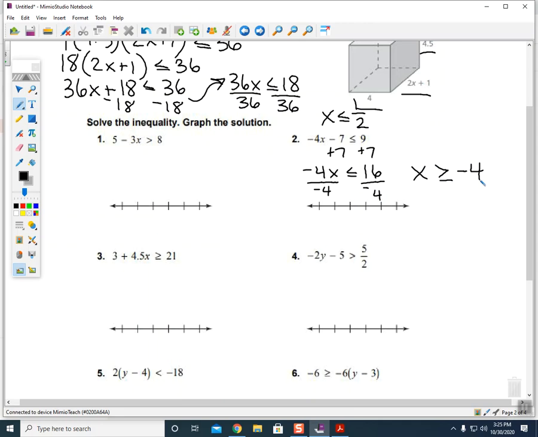Okay? I'm going to put negative 4 on my graph down here. It's going to be a closed dot at negative 4 because I'm including it. X is greater than or equal to negative 4, so it's going to go to the right.